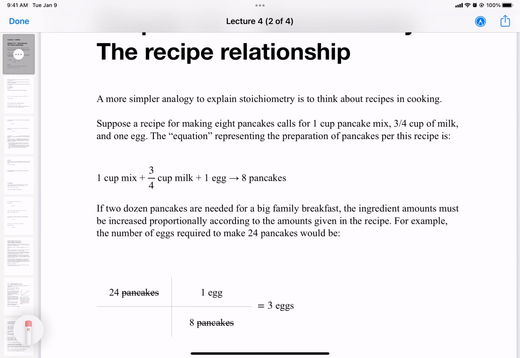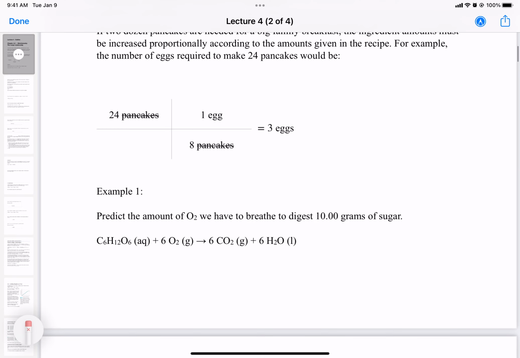Okay, so now let's take a step back and actually apply it to an actual chemical reaction. So say we're going to predict the amount of oxygen we have to breathe to digest 10 grams of sugar. Okay, so now, if you start out with this, you might think, oh, we could just use 10 grams of sugar and then just figure out, oh, we've got 10 grams of sugar. We probably need 6 grams of oxygen. Unfortunately, that's not how this works.